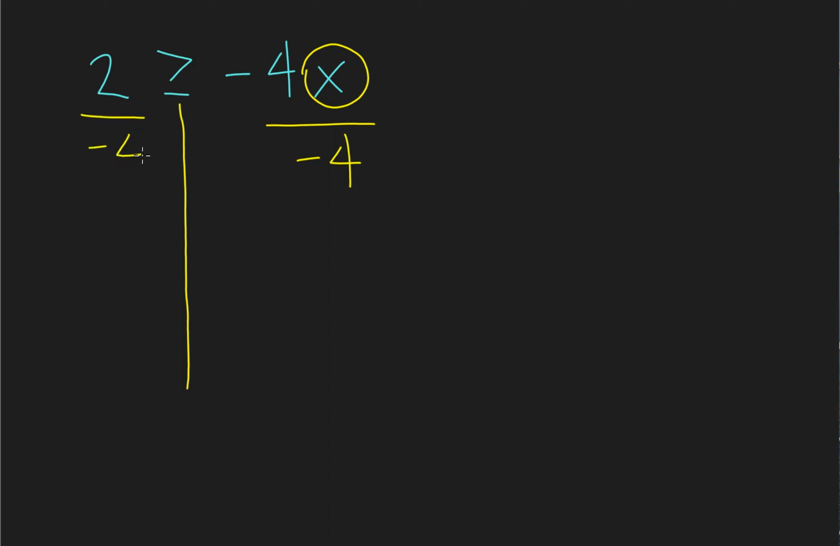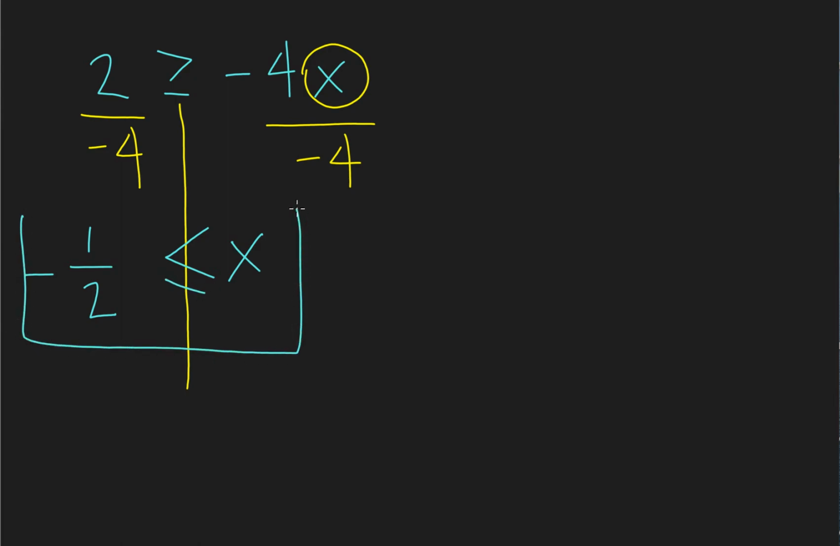Now notice the yellow are the things that I'm doing to the inequality. So I'm dividing by a negative. That means I need to remember to flip this inequality sign. So this would be my solution.